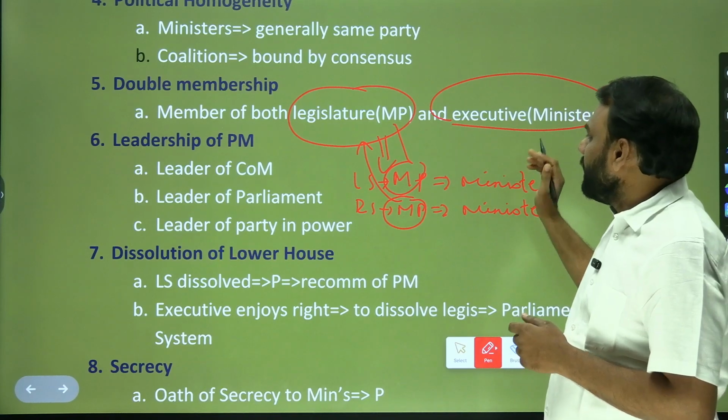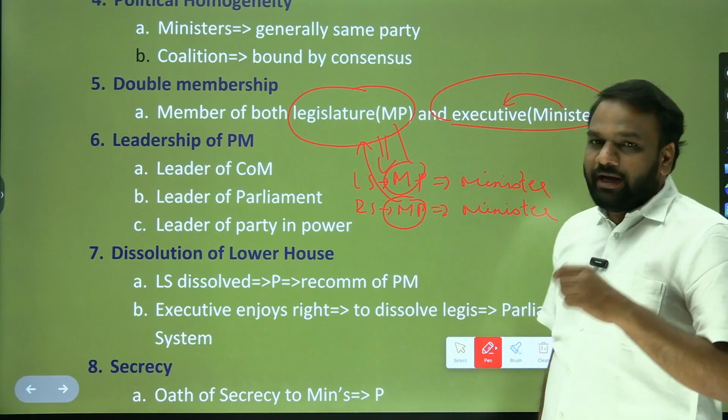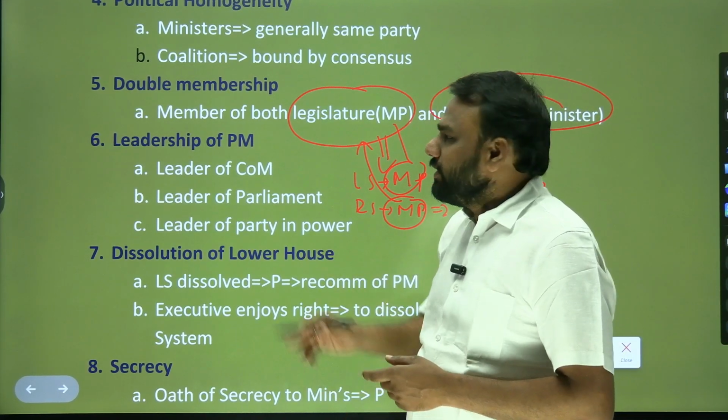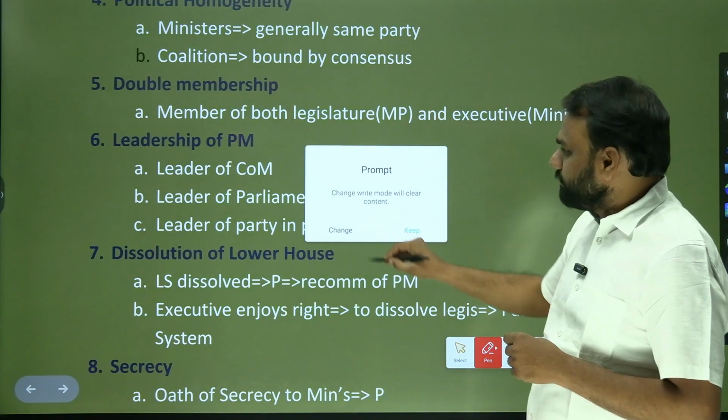Despite that, they can be ministers as well. When they become ministers, they will become part of the executive. It means the same person can be part of both the legislature as well as the executive. So double membership again is an important feature of parliamentary government.